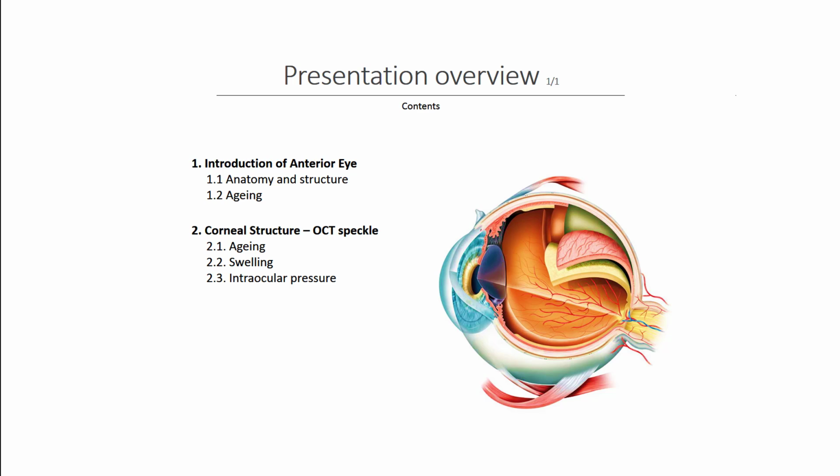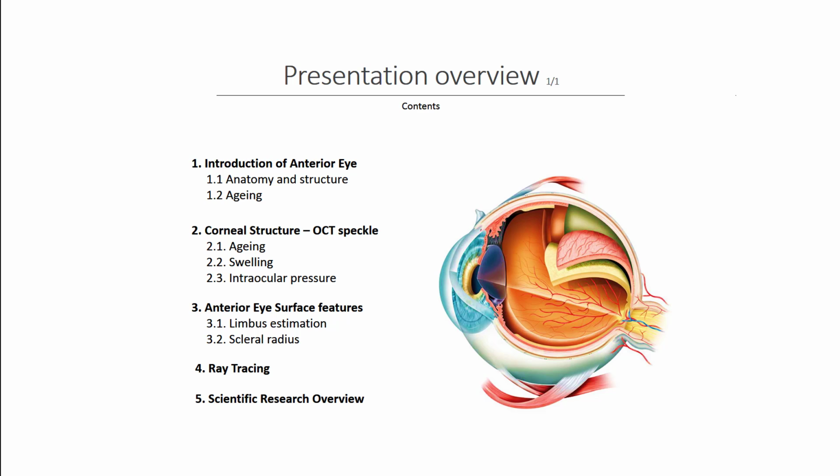In addition to this methodology, we used anterior eye surface data to estimate with high precision the corneal scleral limbus and the scleral radius. Then I will talk about a new procedure to perform ray tracing using Chebyshev polynomials. Finally, I will end this presentation talking about the main scientific goals achieved with this project.